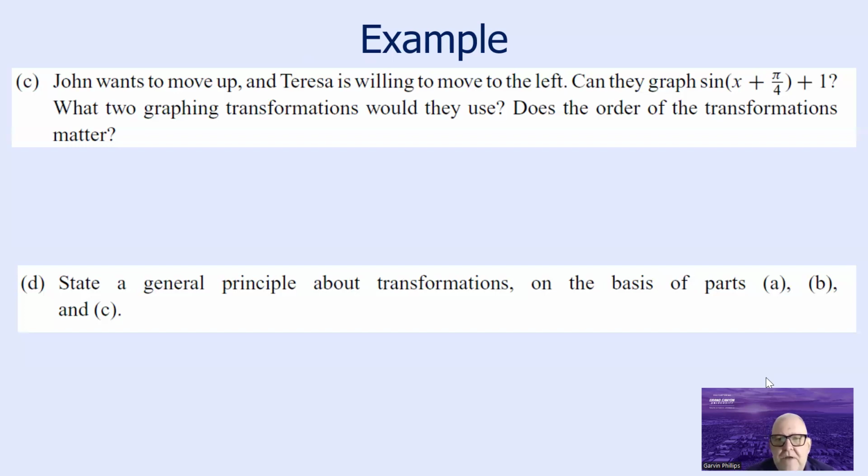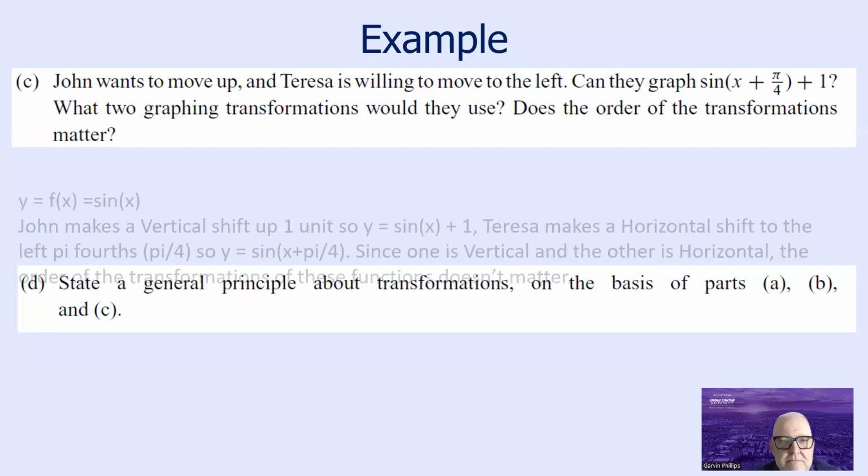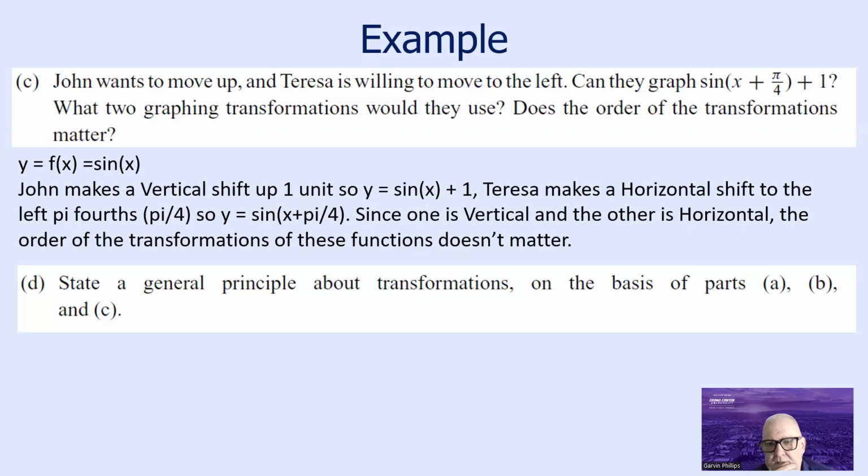What 2 graphing transformations would they use, and does the order of the transformation matter? So John wants to move up. That is a vertical shift, and a horizontal shift is what Teresa's doing. So the good news is the order of these doesn't matter. John's doing the vertical shift. Teresa's doing the horizontal shift. One's vertical, one's horizontal. Order's safe.